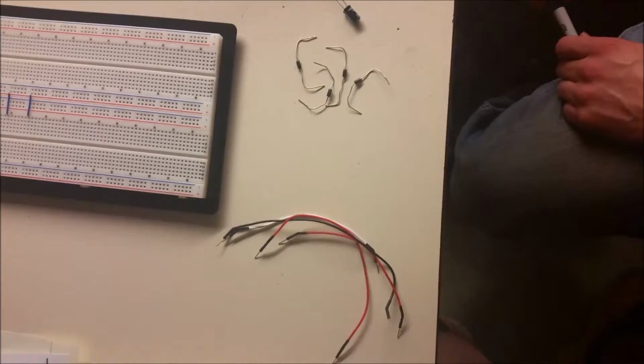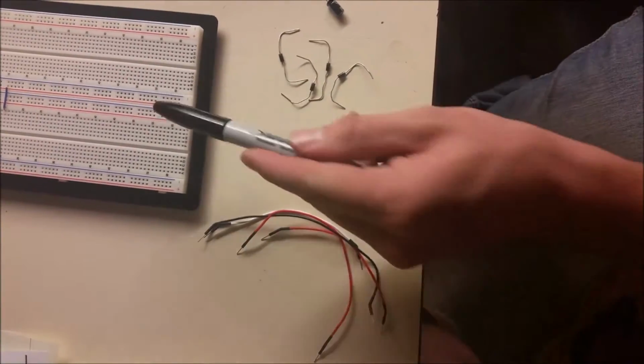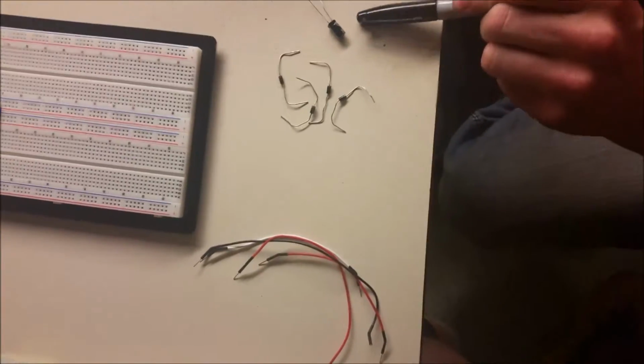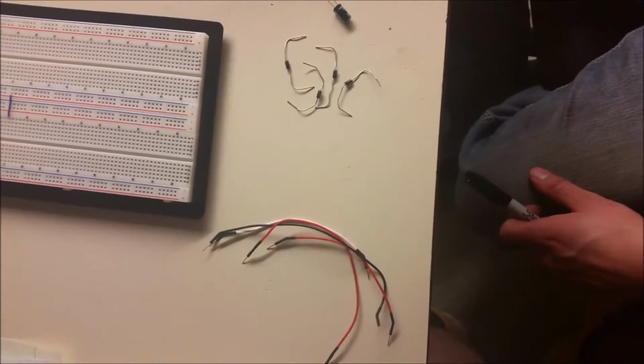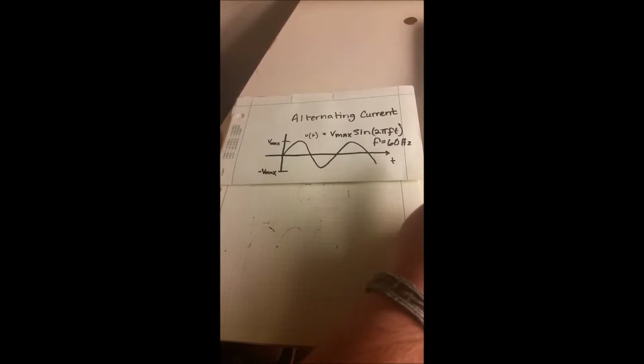Today we're going to be showing you how to make an AC rectifier. For this project you'll need a breadboard, a couple wires, 4 Zener diodes, and a 100 microfarad capacitor. Yep, as well as an LED or any other kind of load that you want. Alright, so we're going to be talking about alternating current.